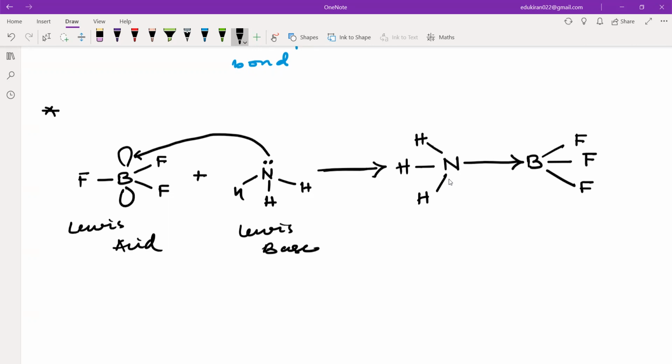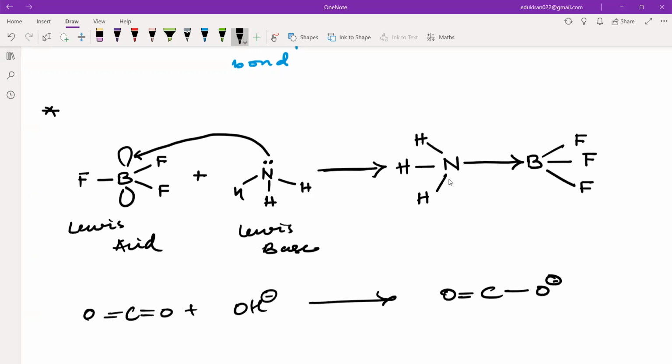Another example you can write: if you have carbon dioxide and you have some OH negative, then what is going to happen? This OH negative is going to attack carbon and will be making HCO3 negative. This will be attacking carbon here, and this bond will be getting broken and it will go to O negative. Okay, so write this down. Let me know if you're done. Then we'll write some questions on the identification of Lewis acids and Lewis bases.